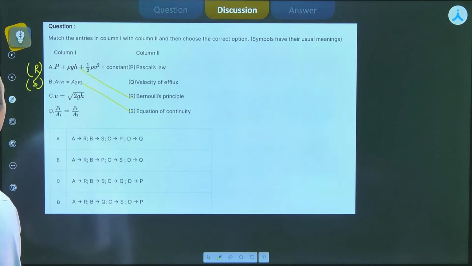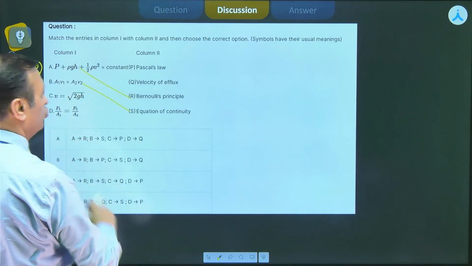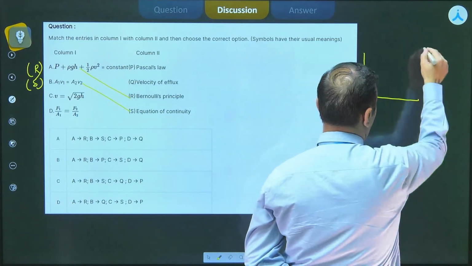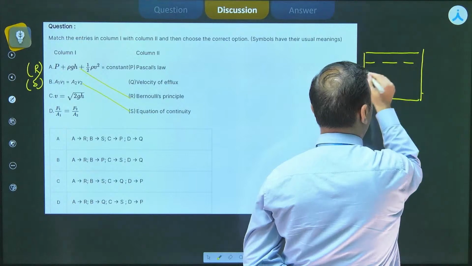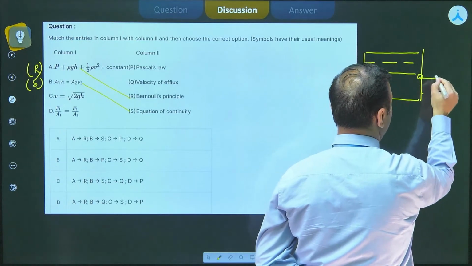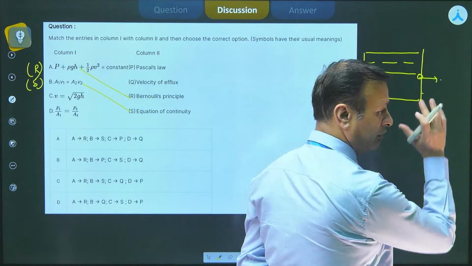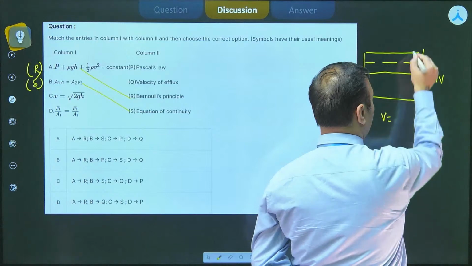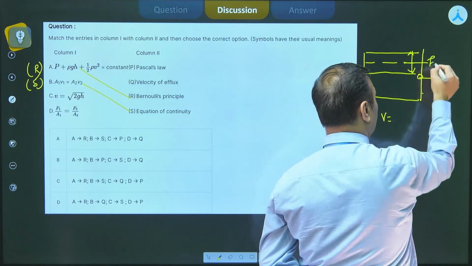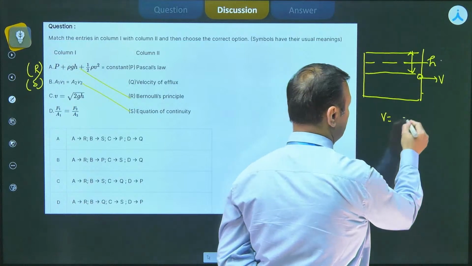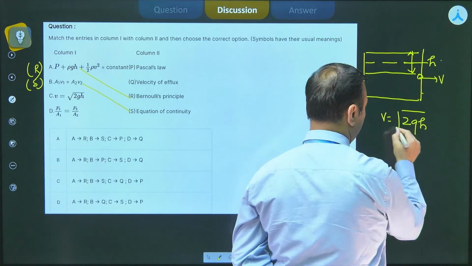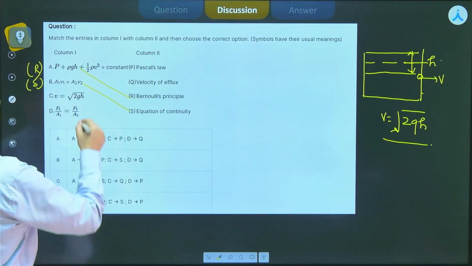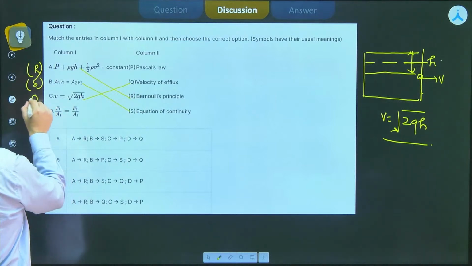Then v is equal to root 2gh. This is basically the velocity of efflux. If you have a container full of liquid and you make a small orifice, the speed with which the liquid oozes out of this container is called velocity of efflux, and the height above this orifice is h. So velocity of efflux, we can calculate as root 2gh. So this goes with this.